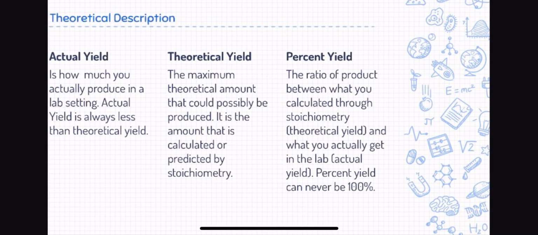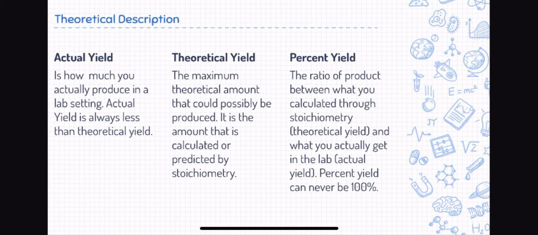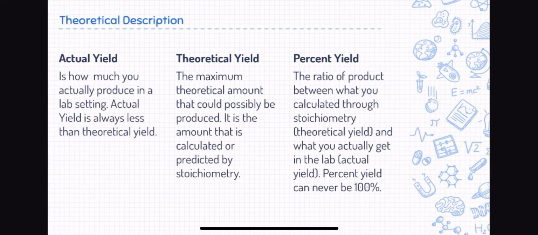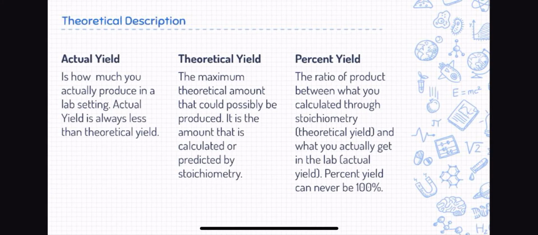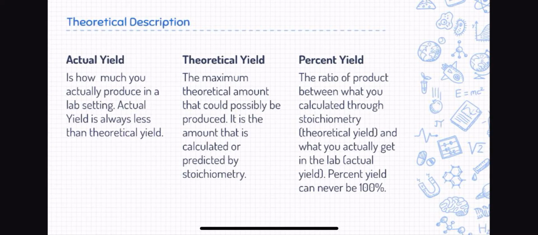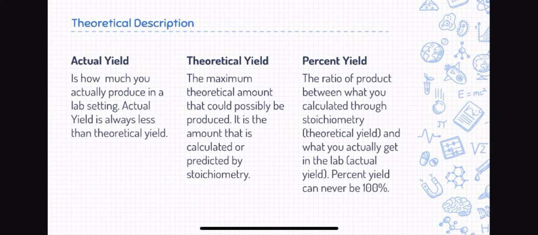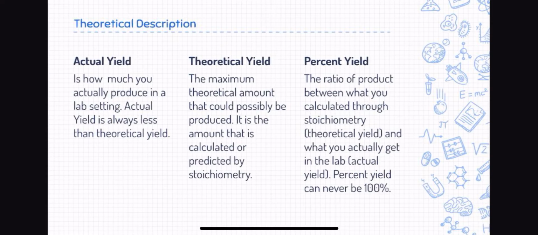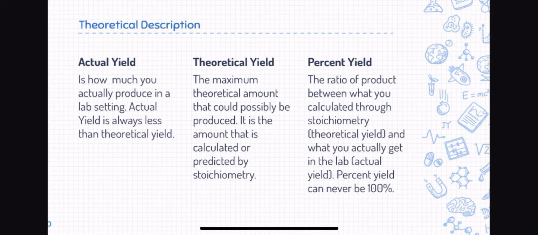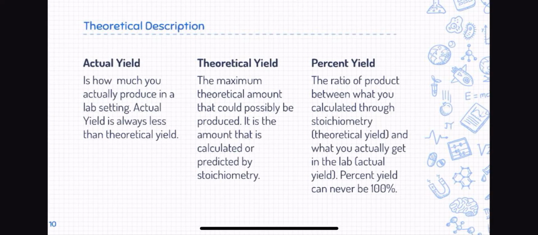Actual yield is how much you actually produce in a lab setting. Actual yield is always less than theoretical yield. Theoretical yield is the maximum theoretical amount that could possibly be produced. It is the amount that is calculated or predicted by stoichiometry. Percent yield is the ratio of product between what you calculated through stoichiometry, the theoretical yield, and what you actually get in the lab, which is the actual yield. Percent yield can never be 100%.